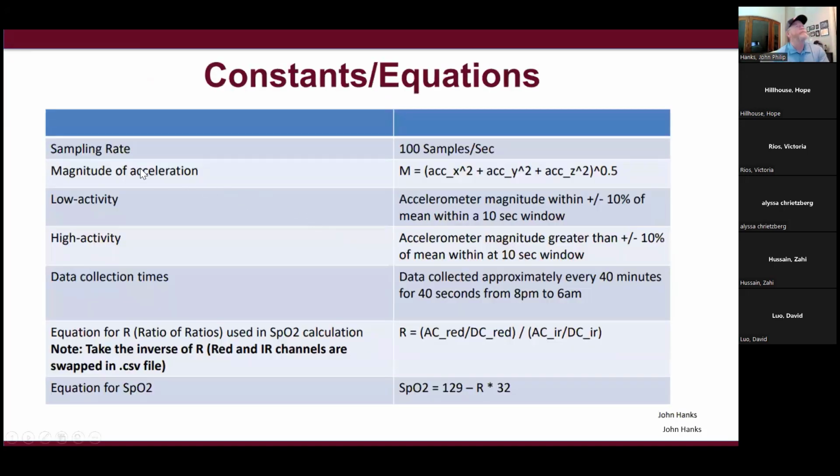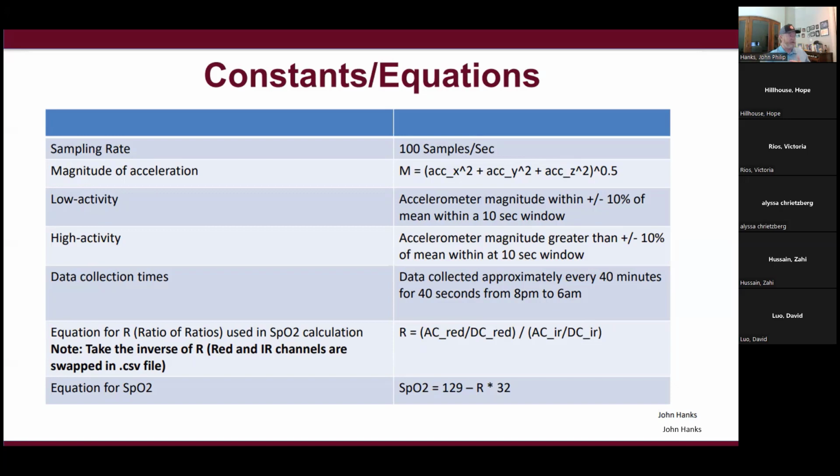All right, so here are the constants and equations that you should be aware of, right? There's the sampling rate, you guys know that. Here's how to calculate the magnitude of the acceleration, the definition of low and high activity periods. And you might want to appreciate that the data collected was approximately every 40 minutes for 40 seconds from 8 p.m. to 6 a.m. So there was no data collected from 7 a.m. to 8 p.m. basically.